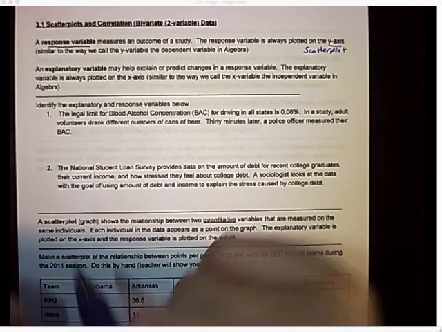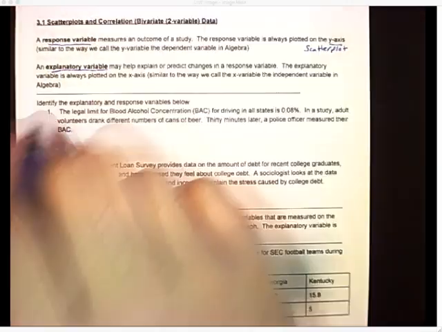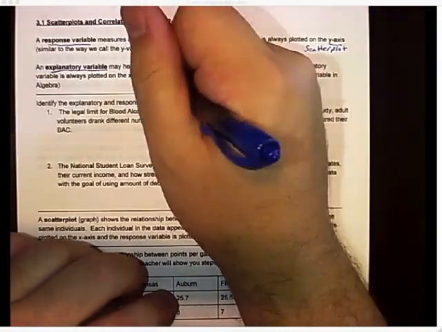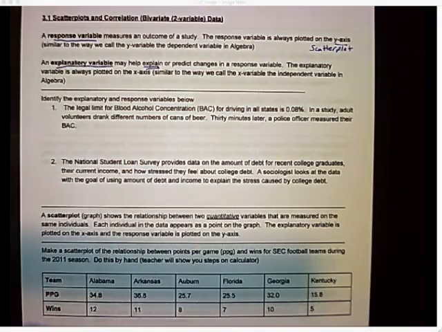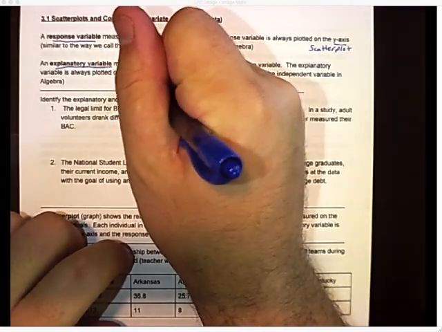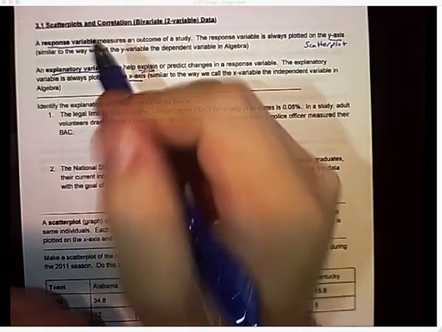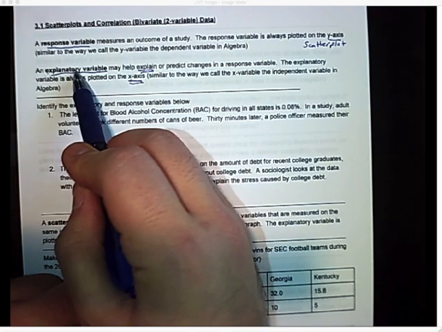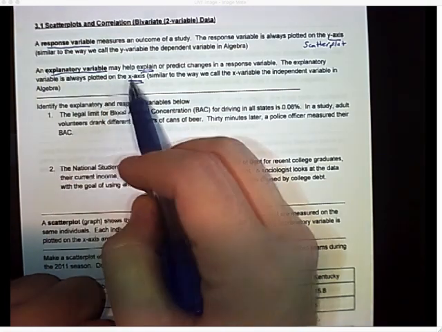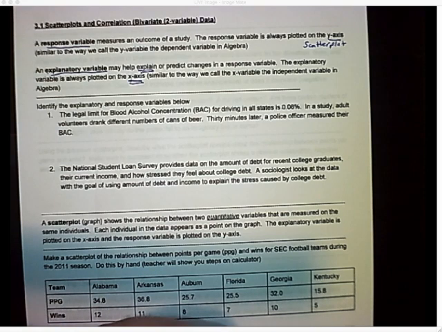An explanatory variable may help explain or predict changes in a response variable. The explanatory variable is always plotted on the x-axis. So when you see two variables, you have to ask yourself, which variable do you think explains the other one? The way I remember it, the one that goes on the x-axis starts with explanatory, so it sounds like x. So it's going to go on the x. Okay, and it's similar in algebra how we call the x variable the independent variable.